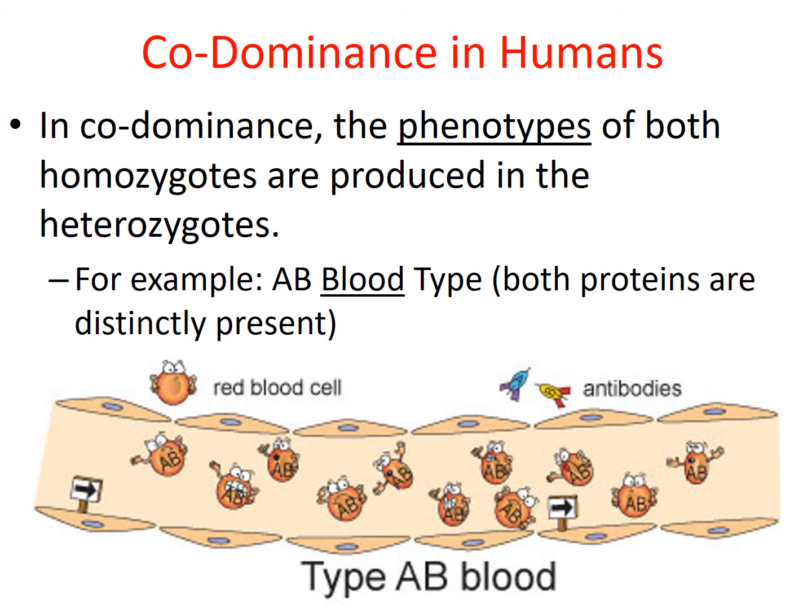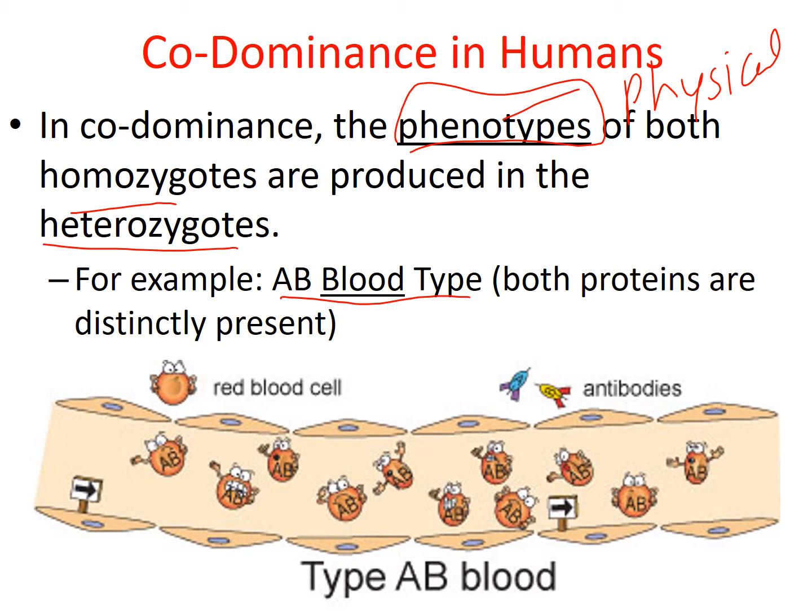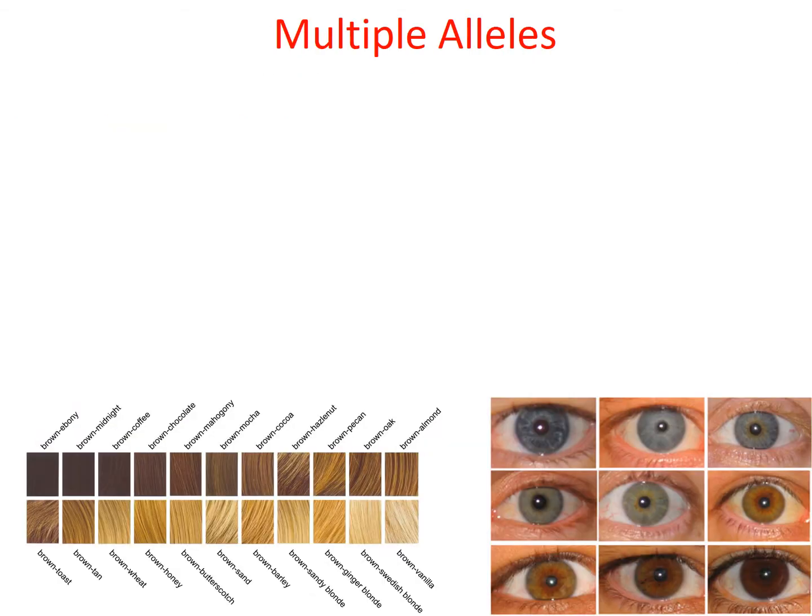Now, codominance does happen in humans, though. So we also have incomplete, which was obviously the sickle cell, and now we have codominance. And this is when it comes to the phenotypes. Remember, the physical thing of both homozygotes and heterozygotes, okay? And for example, blood typing. AB blood means you have A blood and B blood, as in the proteins from them.